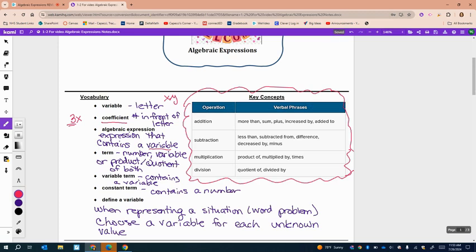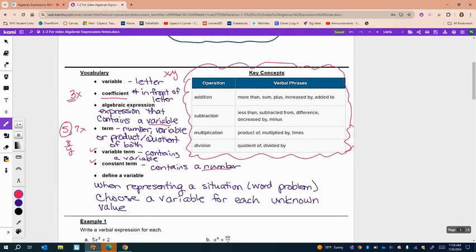Okay? The next one is a term. And it's a number, a variable, or a product or quotient of both. So, for instance, 5 could be a term, 7x could be a term, 8 over y could be a term. It just is one that is by itself, is not attached by a plus or a minus. Okay? So variable terms and constant terms. Variable terms are just what it sounds like. They have a variable, a letter. A constant term is one that just contains a number. Like 5 is a constant term, just a number.